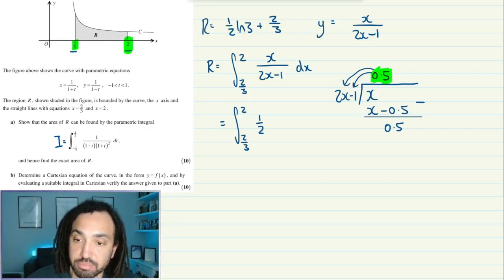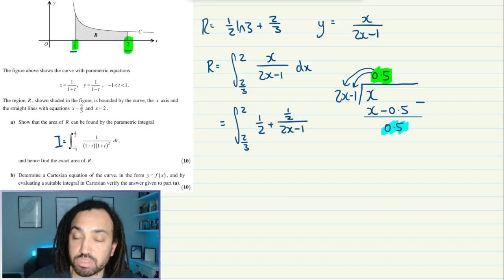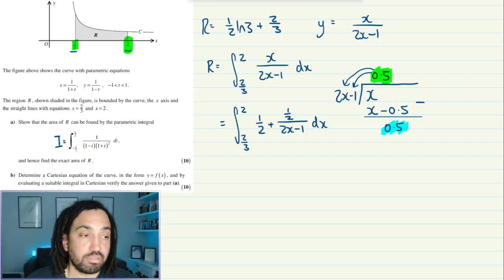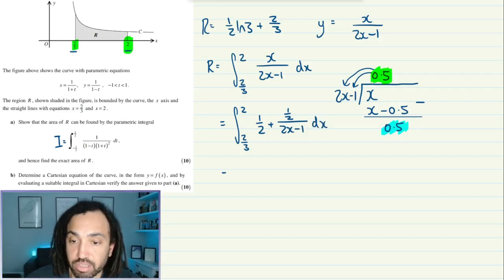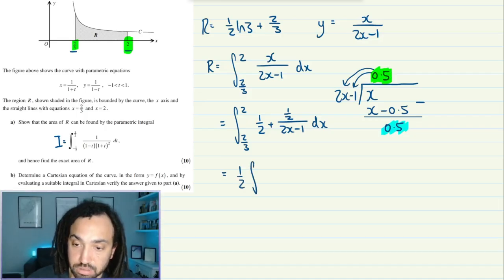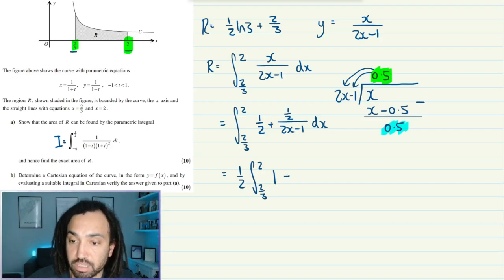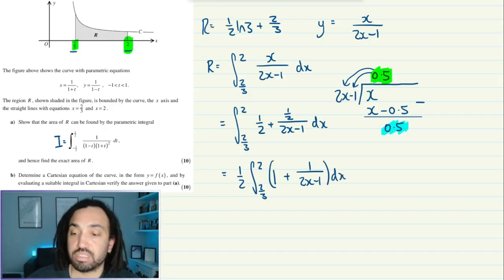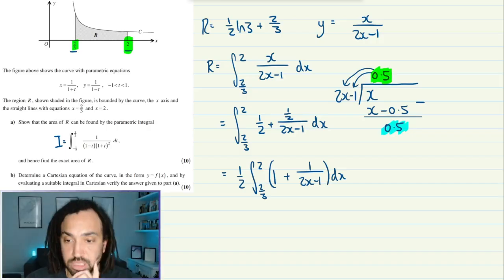I'll write it like this now. And I also got left over a half, so that still needs to be divided. So it's a half over what I was dividing by. Okay, great. Let's take a half out to tidy it up somewhat. That gives me 1 plus 1 over 2x minus 1 dx. Oh my gosh, what a beast question.